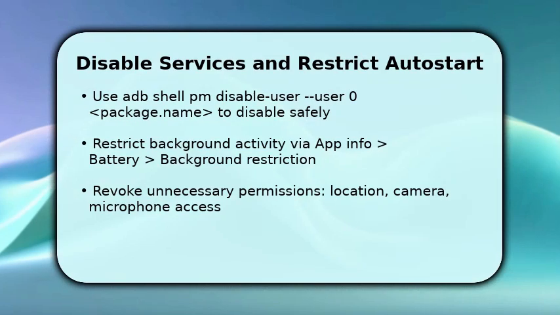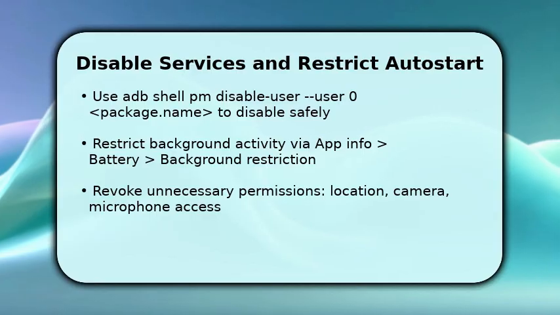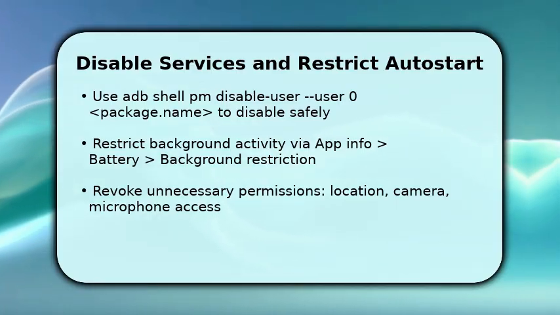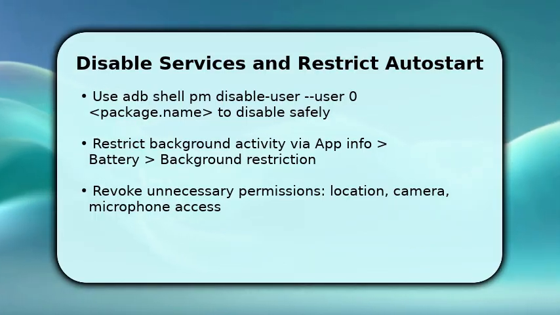Next, disable or restrict the specific system services you identified. With ADB, run disable-user for the package to stop it from running for the primary user. This is reversible. Alternatively, use app info to restrict background activity and revoke permissions that allow background operation.